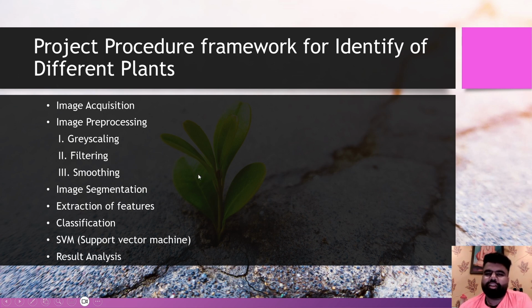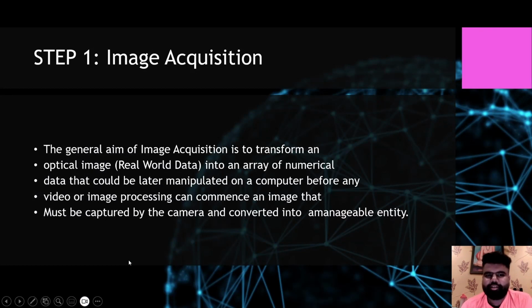And smoothing is nothing but removing the unwanted data from the images. Image segmentation is also one of the processes involved. Then extracting of the features, classification, then the SVM support vector machine algorithm we are using in this, and then result and analysis. So now we will discuss the first step, that was image acquisition.